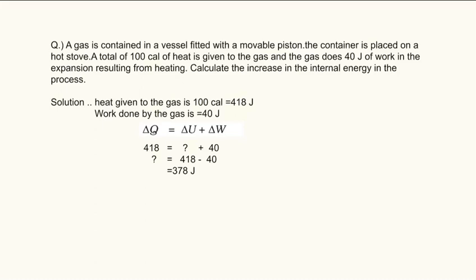Heat given to the system is 100 calories. 1 calorie is equal to 4.18 joules. Therefore 100 calories will be 418 joules. Work done by the gas is 40 joules. Work done here is expansion, therefore work done will be positive. From the first law of thermodynamics, delta Q is equal to delta U plus delta W. Therefore delta U is equal to delta Q minus delta W, which will be 418 minus 40, which is nothing but 378 joules. The increase in internal energy will be 378 joules.